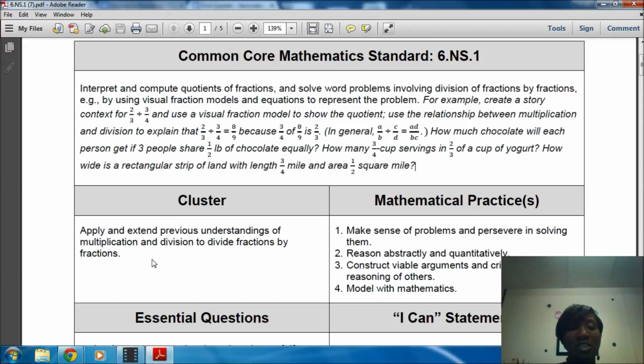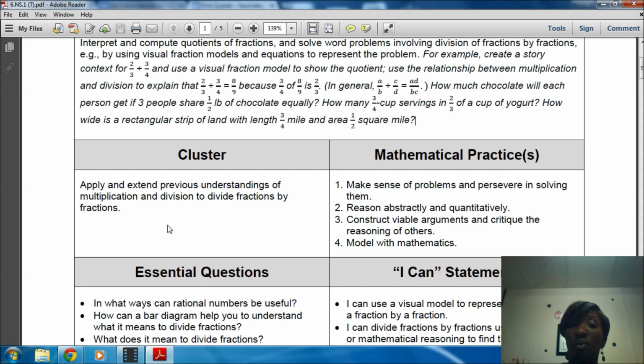This cluster, this is a heading that the actual standards fall up under. So 6NS1 falls under apply and extend previous understandings of multiplication and division to divide fractions by fractions. So there could be one standard. 6NS2 and 3 may also fall up under this particular cluster.